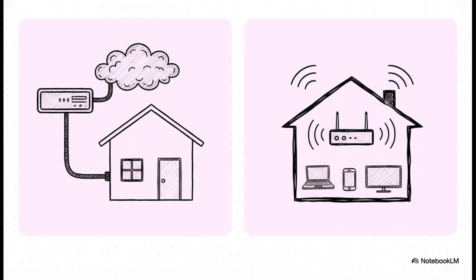Here's the difference. The modem is your on-ramp to the internet. Its job is to talk to your internet provider and bring that connection into your home. The router, on the other hand, is the traffic cop inside your house. It creates your local Wi-Fi network and makes sure the Netflix stream goes to your TV and your work emails go to your laptop. One gets you online, the other directs the traffic.